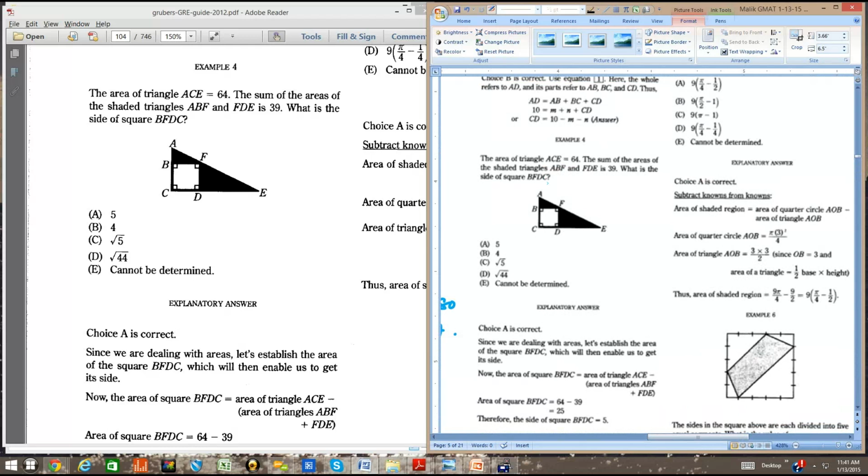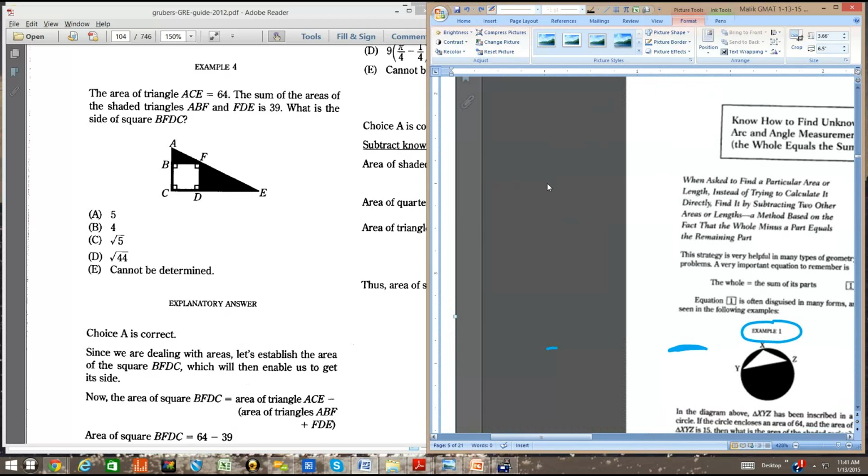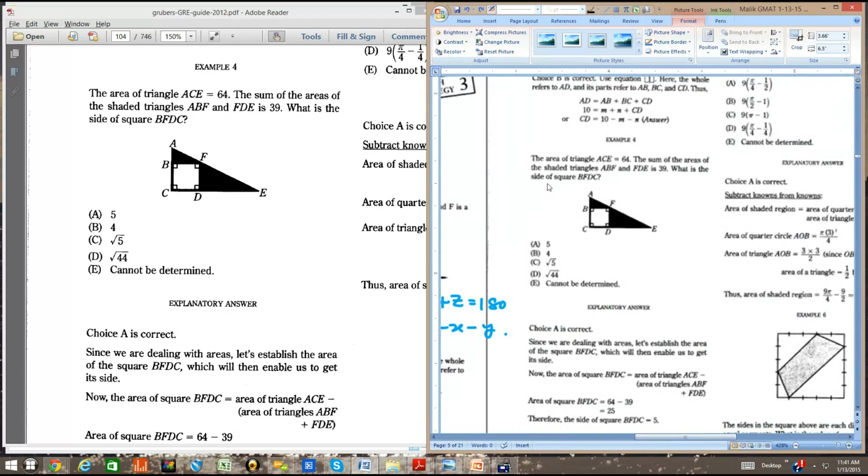Okay, so that is 8. I'm not going to get into that actually. The area of the triangle is 64. So these two triangles are 64, and the shaded region of the square is 39. So if you subtract the shaded region, the square has 25 left, right? So 64 minus 39 equals 25, right?